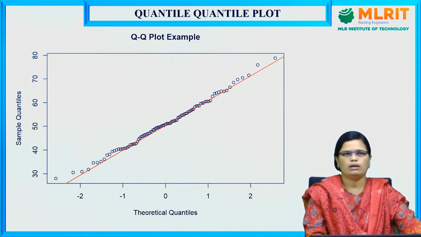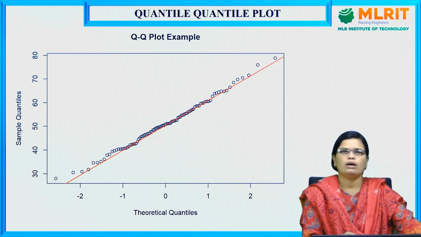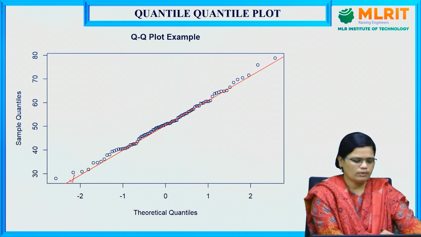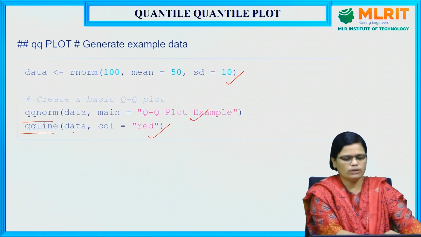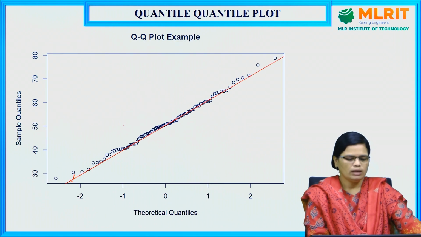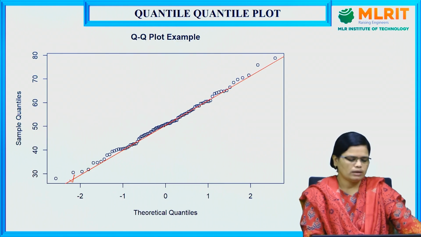Now look at this one, the visualization. So here, this is the red line. It is displaying. This is the QQ line. For the QQ line, we have assigned the color red, so it is displayed in the red color.